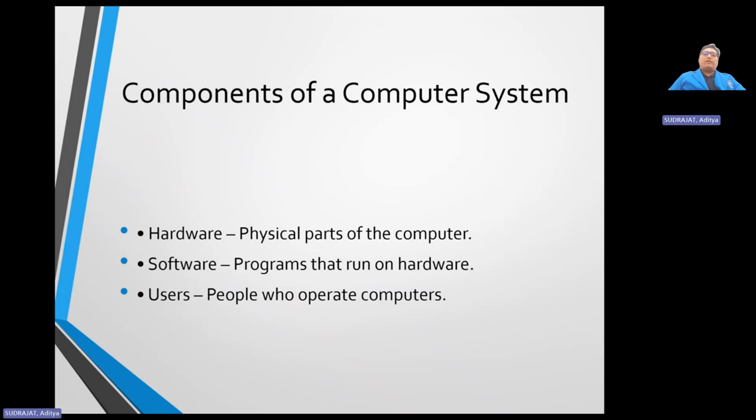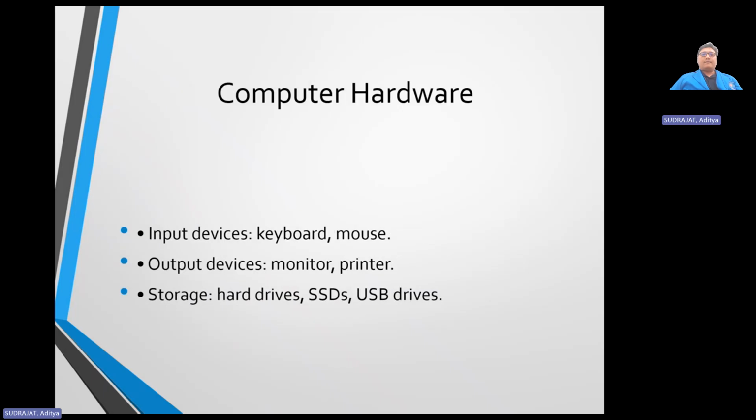What are the components of the computer system? It has three basic components: hardware, software, and users, or we can call it brainware. The hardware is the physical part of the computer, like CPU, RAM, SSD, monitor, keyboard, mouse, and so on. The software is the program that runs on hardware, like Microsoft Word, Google Chrome, and so on. And the user is us, the people who operate the computers.